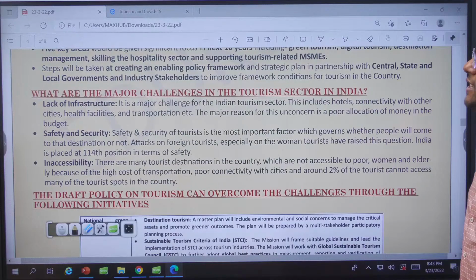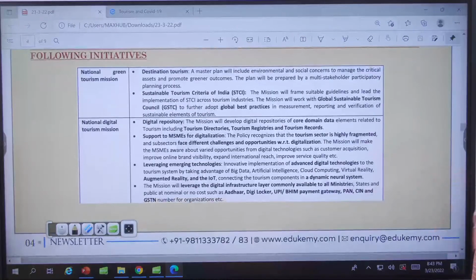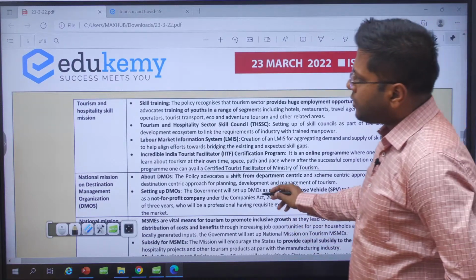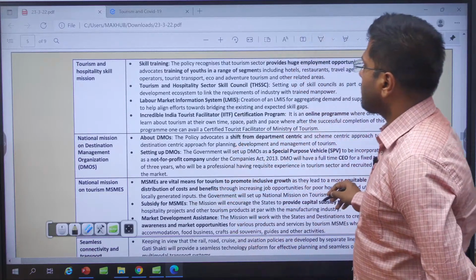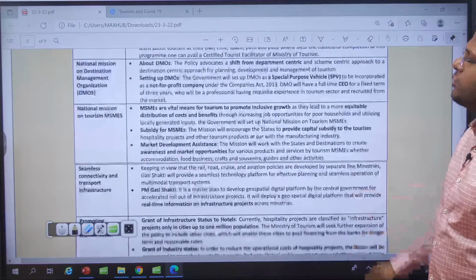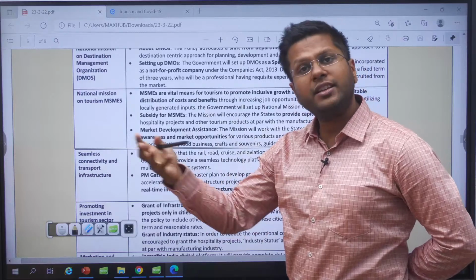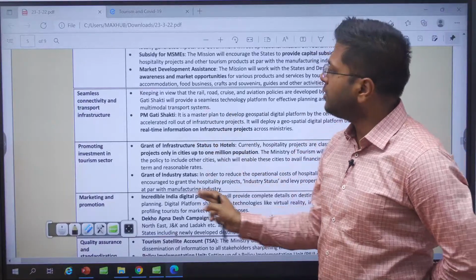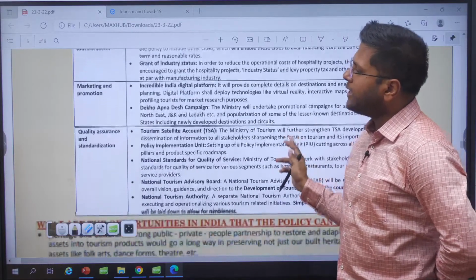Challenges: lack of infrastructure, safety, security, inaccessibility, and many other things that I had mentioned alongside, right? The draft policy speaks of national green tourism mission, national digital tourism mission. It speaks of tourism and hospitality skill mission. It speaks of national mission on destination management organization, destination management, right? Okay, it speaks of MSMEs handling tourism and tourism related activities, not directly tourism, but what we can sell to other people. Seamless connectivity and transport infrastructure, connectivity, digital and physical, both. Promotion in investment in the country, marketing and promotion, quality assurance and standardization.